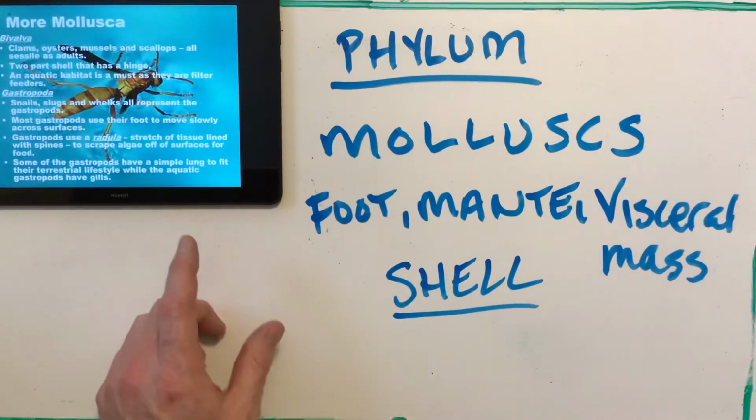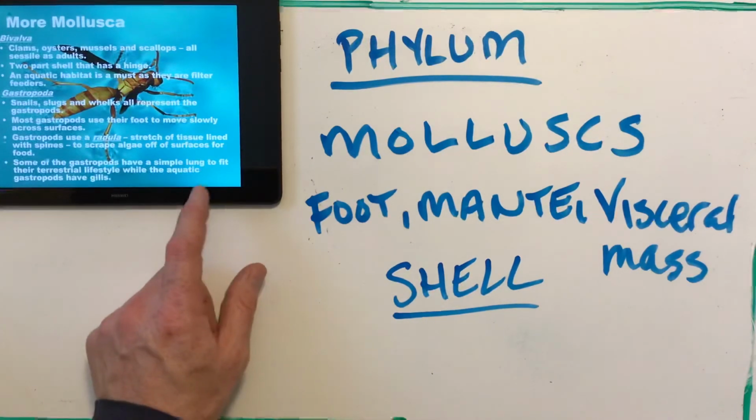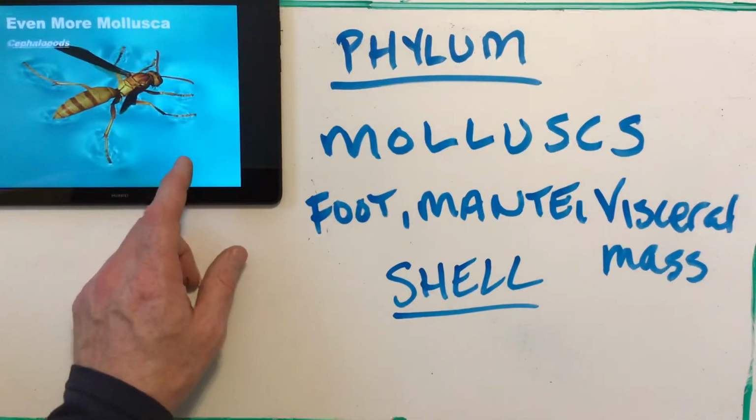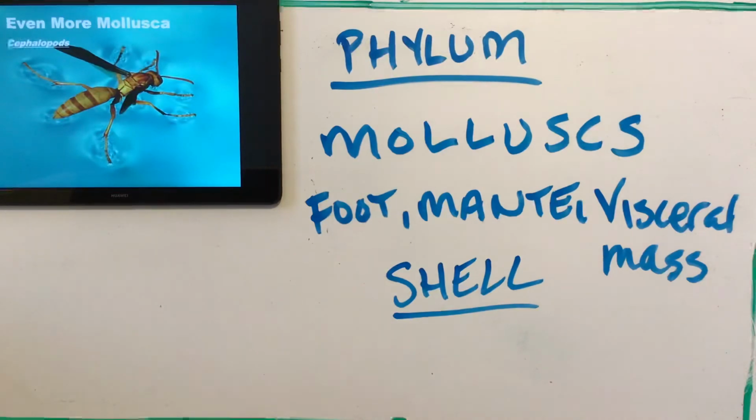Some have a simple lung because they live outside of the water. So they replace their gills with lungs. And then we have the cephalopods. A cephalopod.